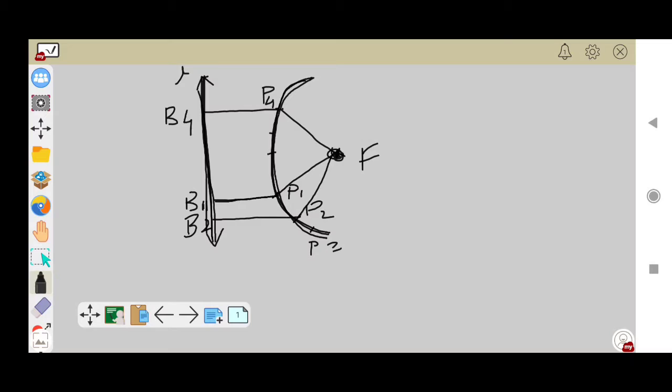That is, B1P1 is the same as P1F. B2P2 is the same as P2F. B4P4 is the same as P4F. So this is what a parabola is, the set of all those points which are equidistant. This distance is the same as this distance.